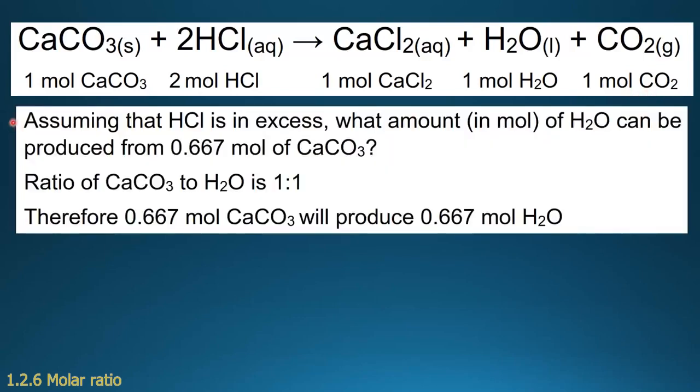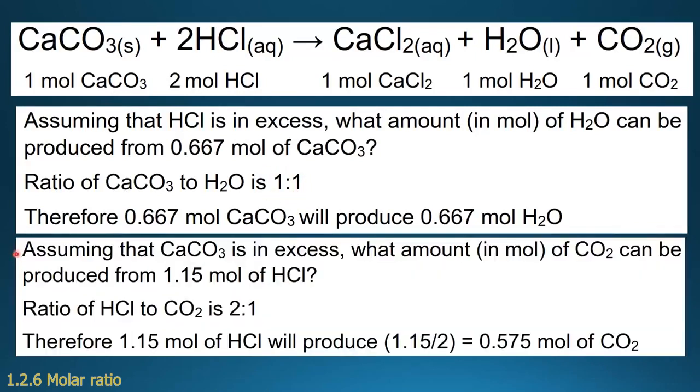So let's try an example. Assuming that HCl is in excess, so we have plenty of HCl, that makes calcium carbonate the limiting reactant. So what amount in moles of H2O can be produced from 0.667 moles of calcium carbonate? So we need to look at the ratio of calcium carbonate to water. So the ratio is 1 mole of calcium carbonate to 1 mole of water. So it's a 1-to-1 ratio. So therefore, if we have 0.667 moles of calcium carbonate, we will produce 0.667 moles of water because of this 1-to-1 ratio.